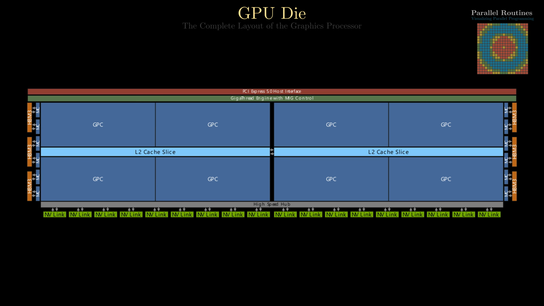Think of this chip as a throughput machine, not a fast single core. When one operation waits, another instantly takes its place. Performance comes from overlap, not speed.